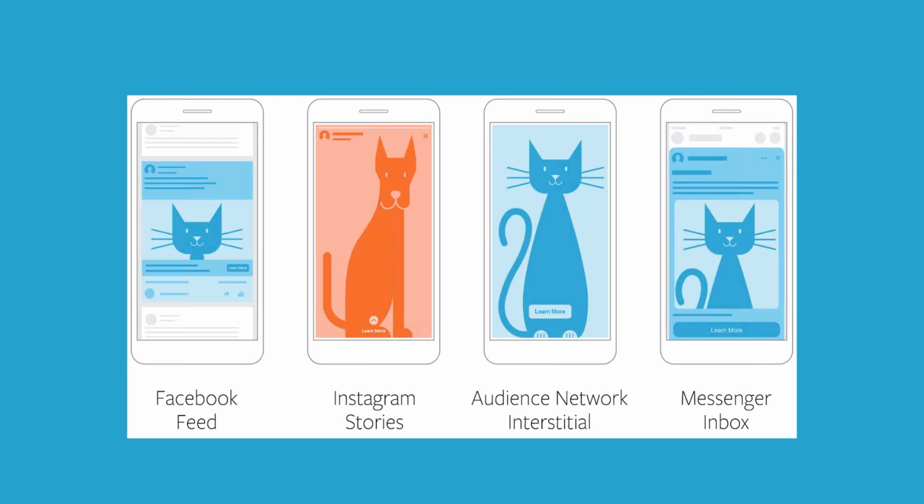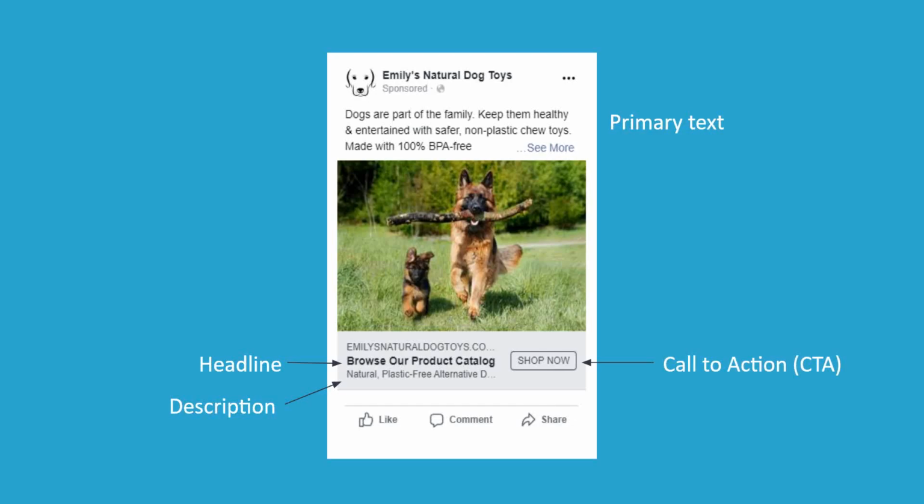Facebook is actually comprised of Facebook itself, Instagram, the Messenger, and the Audience Network, which is a greater network of websites that show Facebook ads within them. And each platform has its own best practices for formatting the ads. And believe it or not, simple tweaks to the copy and your call to action can really make or break the ad experience for your potential customers. So it's important to think about where your user is going to see this ad.